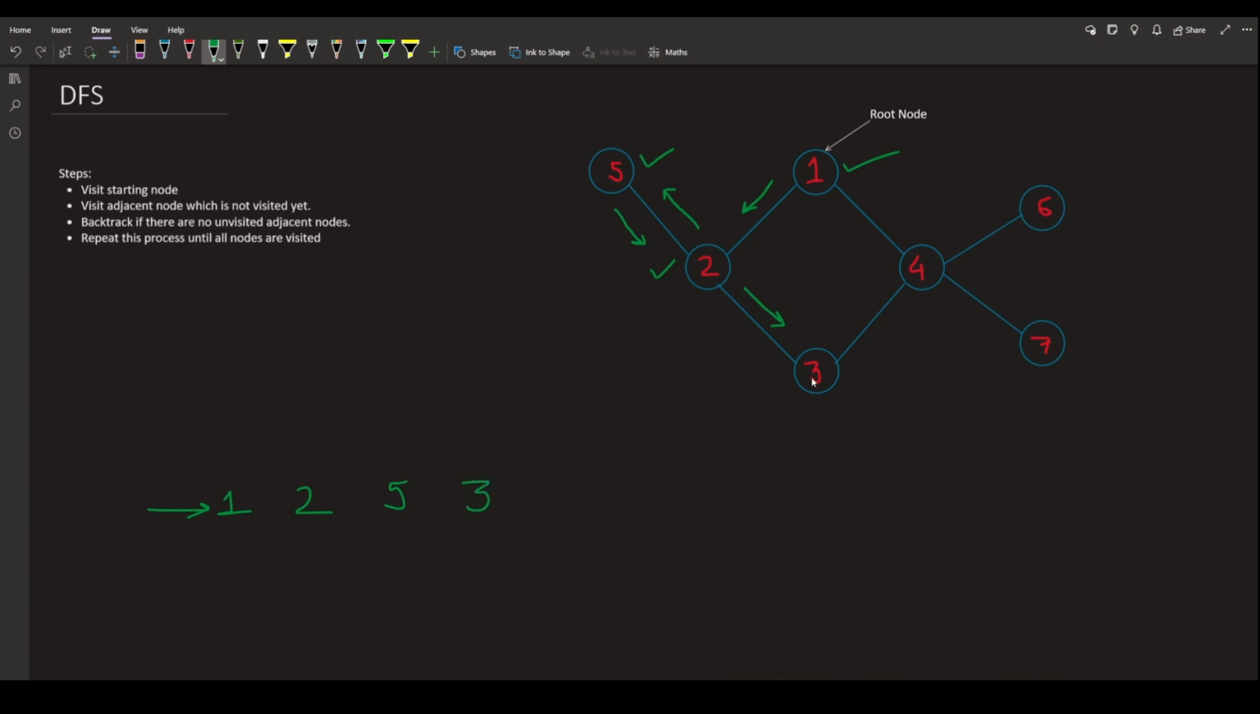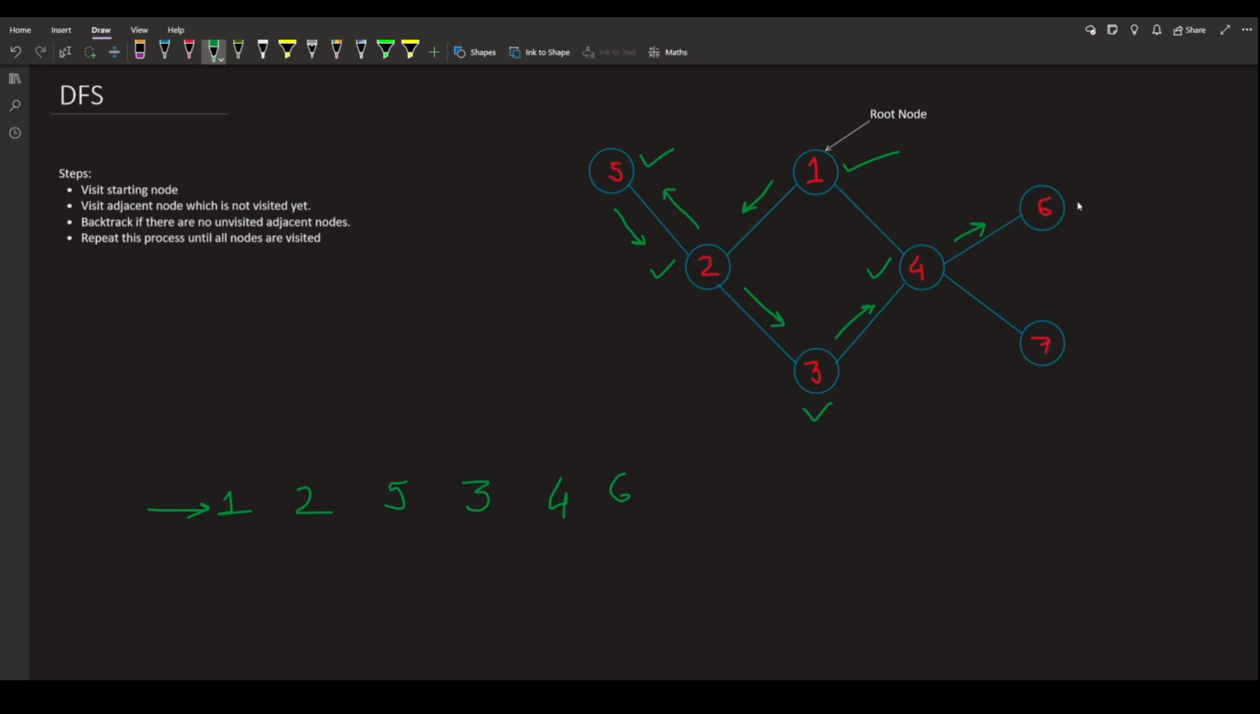here. Now let's check the adjacent nodes, 2 and 4. 2 is already visited, so we will be going to 4 here. Now let's check the adjacent nodes. Here there are 4 adjacent nodes, 1, 3, 6 and 7. 1 and 3 are visited, right? So we will be going to 6.